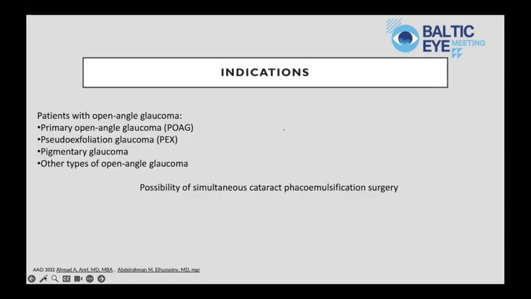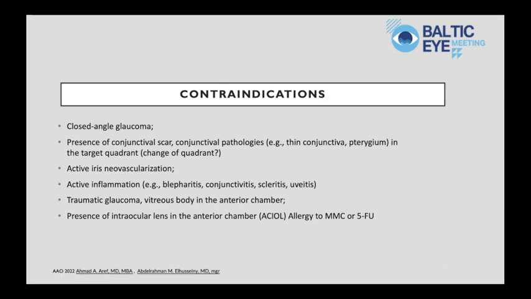The indications for implantation are patients with primary open-angle glaucoma, pseudoexfoliation glaucoma, and pigmentary glaucoma. It's important to mention that it's possible to simultaneously do a cataract phacoemulsification surgery. The contraindications to the surgery are closed-angle glaucoma, active iris neovascularization, scars in the conjunctiva, any active inflammation, traumatic glaucoma, vitreous body in the anterior chamber, or presence of an anterior chamber intraocular lens.